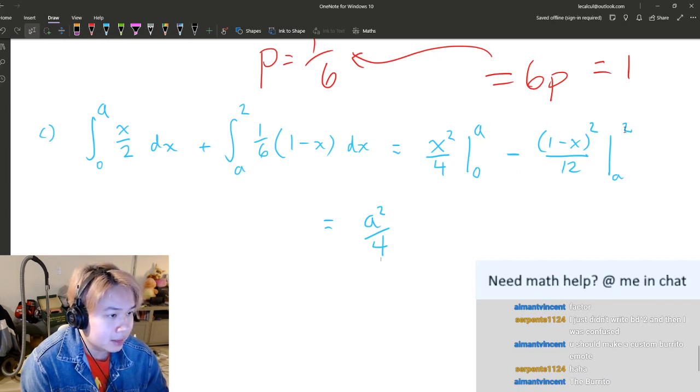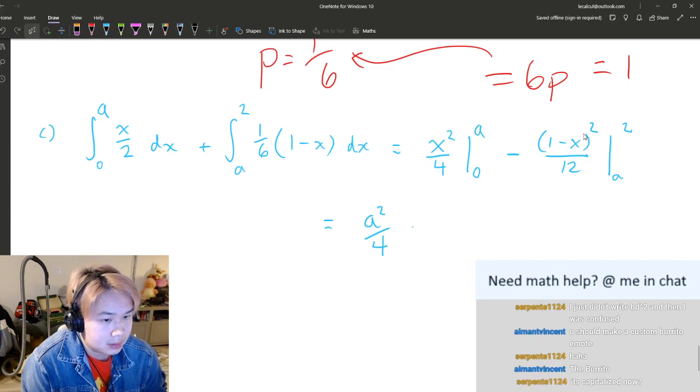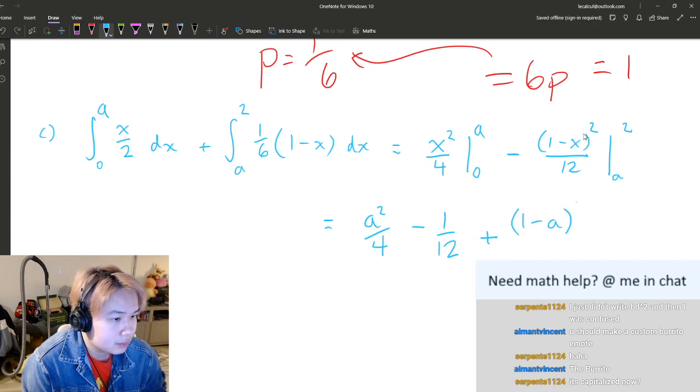Okay, and then if I plug in 2, this is -1, and then I square it. So this is -1/12. And then I'm going to add this.